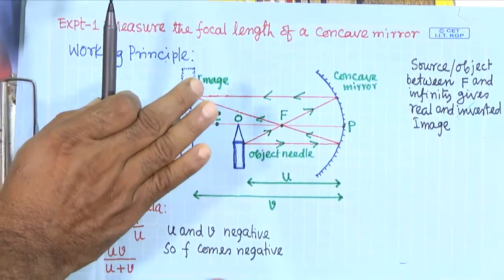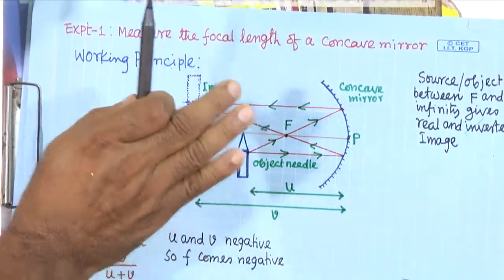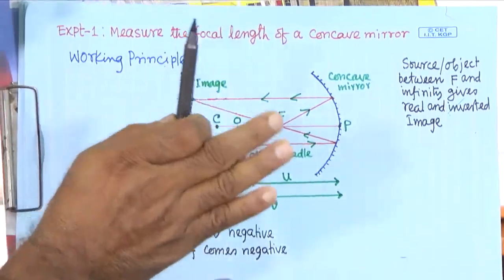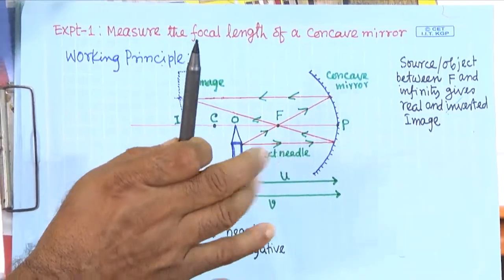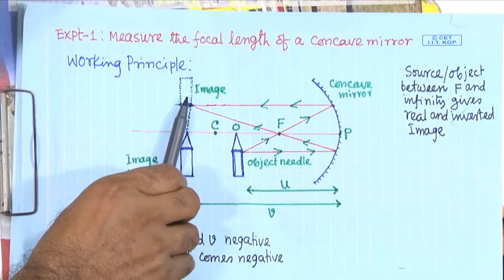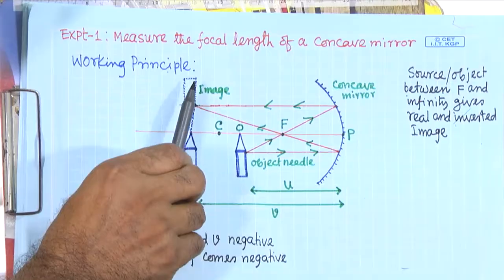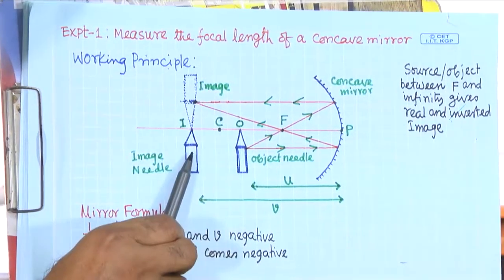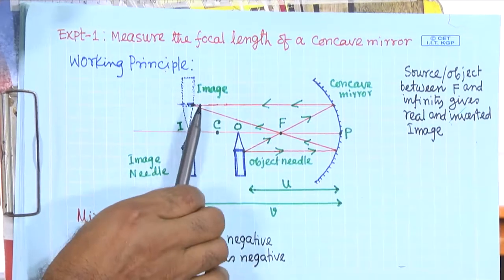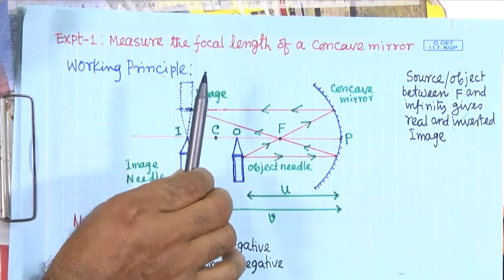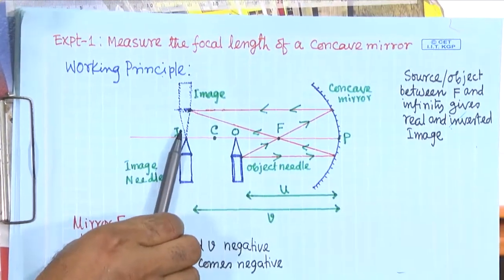and shift our eye left and right, then the tip of the image and the image needle will move together, they will not be detached.